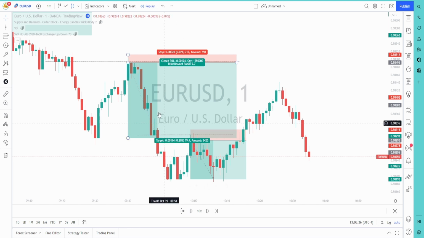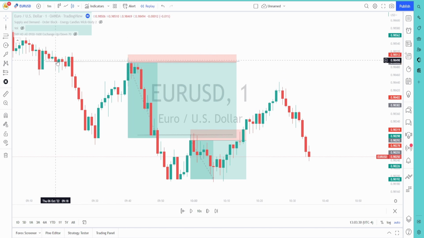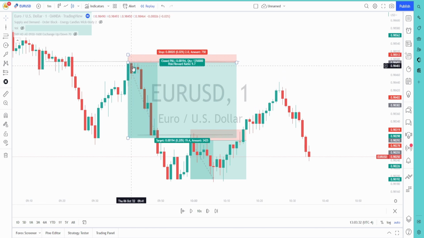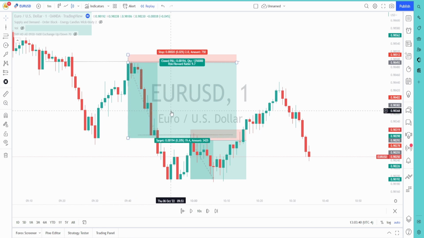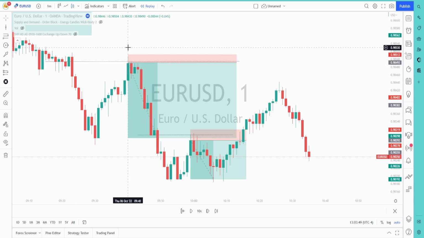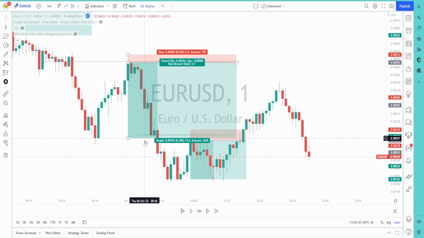So here we go. Price came in and tested the area, didn't close into it, and you enter in on the trade at the close of the candle, stop loss just above, target the low, and you can see the risk reward here was 9.7. Now you can see this was only a 2 pip stop loss. You could have made this bigger and it still would have been a good risk to reward.